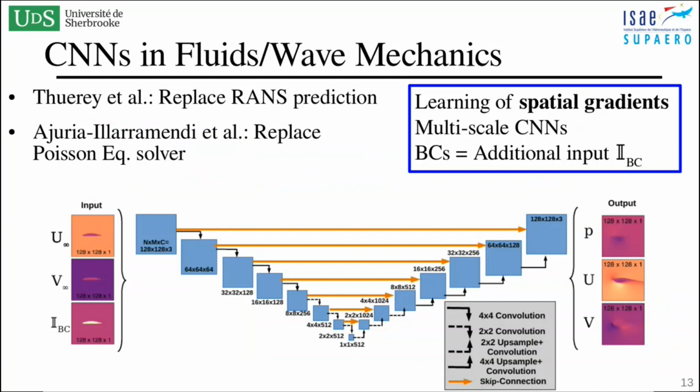And the idea to get from this is that these kind of CNNs are able to learn the spatial gradients of the problem, and also because of the multi-scale CNN architectures, they can focus on multi-scale physical problems. Also, another important thing is that the boundary conditions can be explicitly given by using this IBC vector, as shown here in the image, which gives the spatial position of some given boundary conditions.